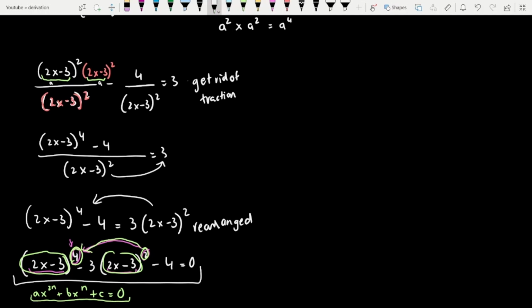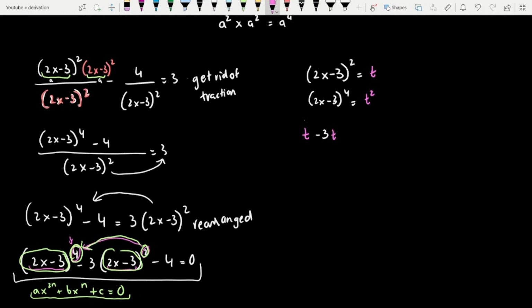So what we can do is say that this term, (2x minus 3) raised to the power 2, is equal to some new variable. Let's call that variable t. And so that means that (2x minus 3) raised to the power 4 is basically equal to t squared. Now we can just put these t's in the equation, so it's going to be t squared minus 3t. Wait, my bad. This is not right. This is right. Okay, and then we got the minus 4 over here is equal to 0.